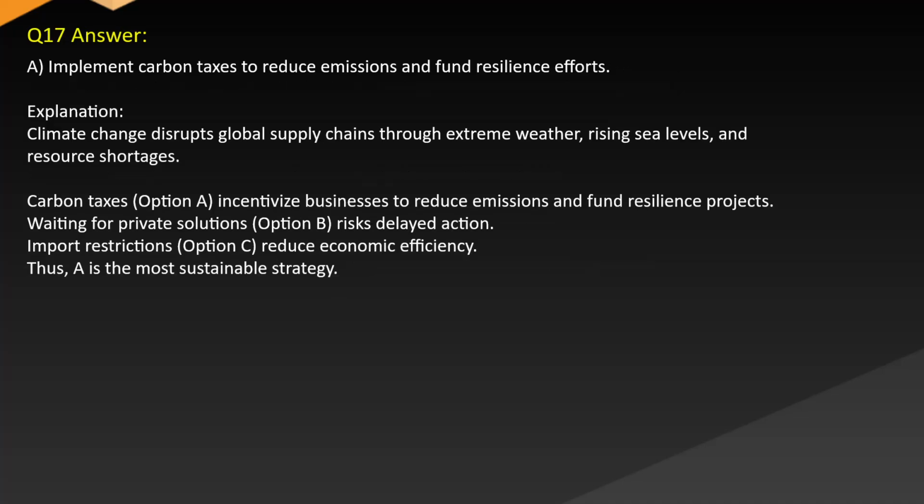And so, A. Implement carbon taxes to reduce emissions and fund resilience efforts. Explanation: climate change disrupts global supply chains through extreme weather, rising sea levels, and resource shortages. Carbon taxes, option A, incentivize businesses to reduce emissions and fund resilience projects. Waiting for private solutions, option B, risks delayed action. Import restrictions, option C, reduce economic efficiency. Thus A is the sustainable strategy.